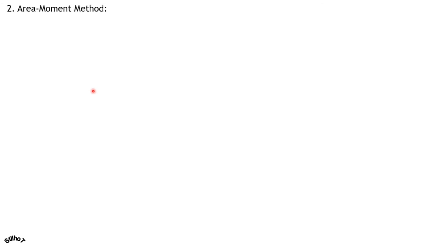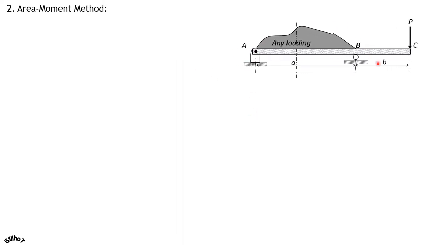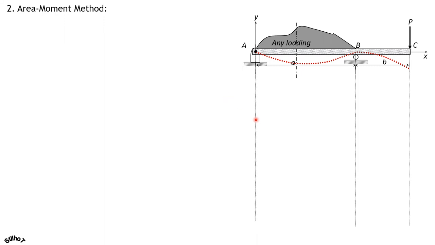So let me explain the area moment method for this beam here. We have an arbitrary loading, and we have a point load at the right end, and the simply supported points on the beam AB. So AB here is loaded with any loading. This is the expected elastic curve, and let's draw the moment diagram by parts.